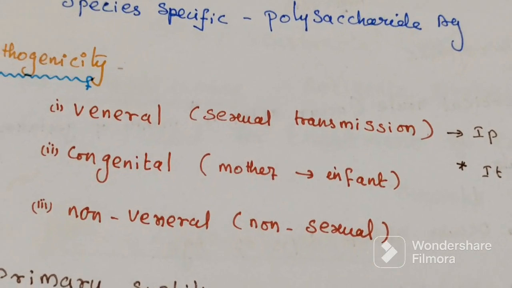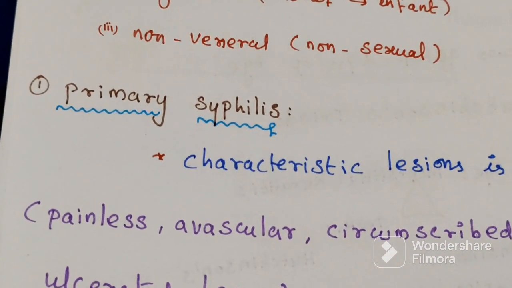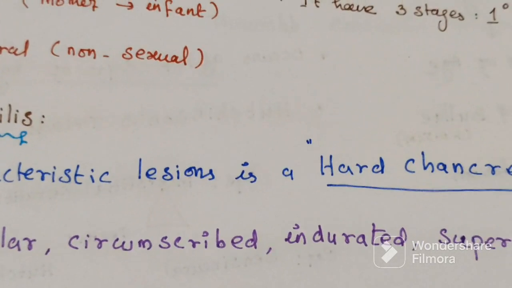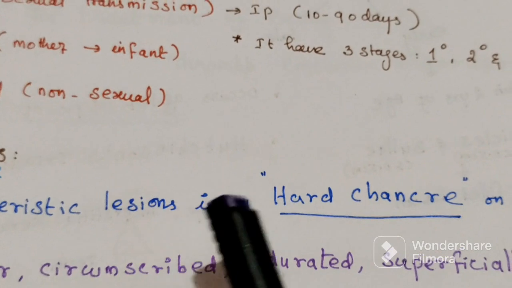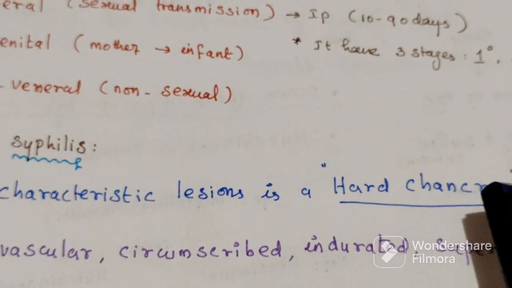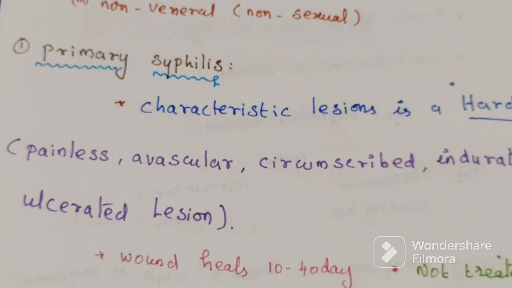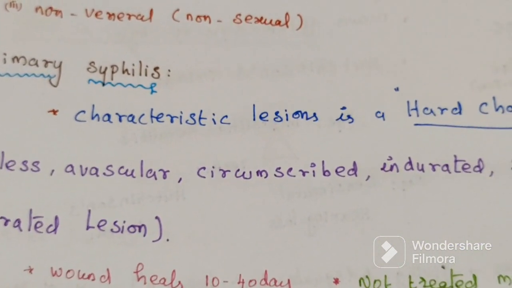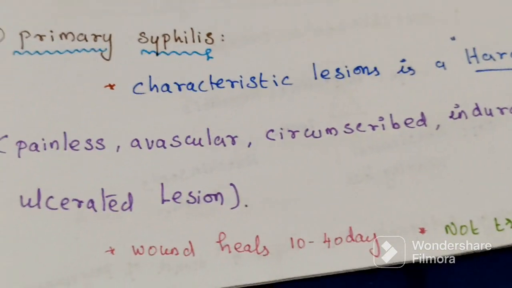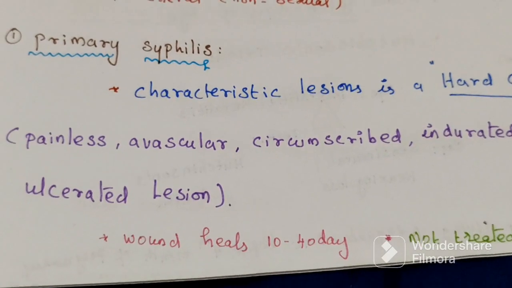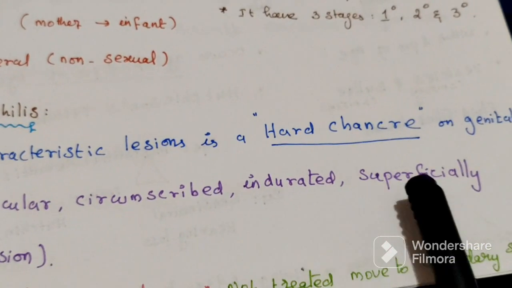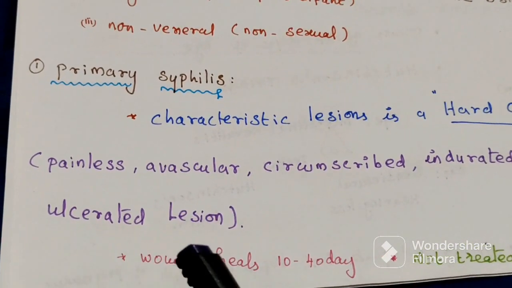It has stages. First one is primary syphilis. Primary syphilis is characterized by a hard chancre on the genitals. What is a chancre? It is a painless, avascular, circumscribed, indurated, superficially ulcerated lesion.